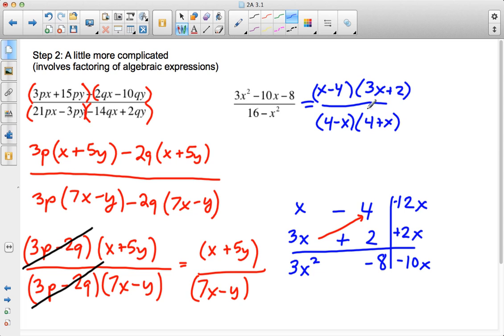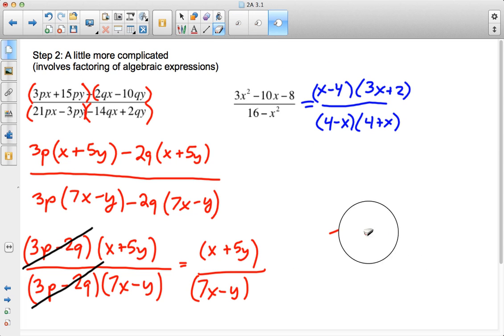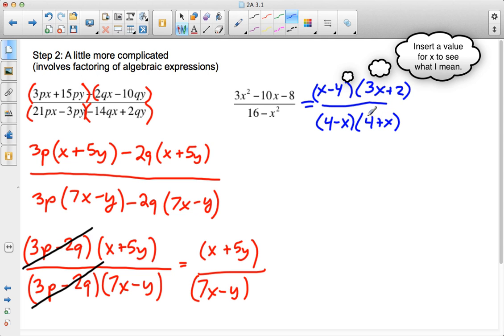So now I've simplified to this point. There's a problem with my answer, and it was intentionally meant to be this way. I have x minus 4 and 4 minus x. They're not the same thing. This is positive, this is negative, this is negative, this is positive. Same over here with my 4 plus x. This is negative, this is positive, this is positive, this is positive. All right. So what I have is a problem. These don't match up. I can't cancel anything out.